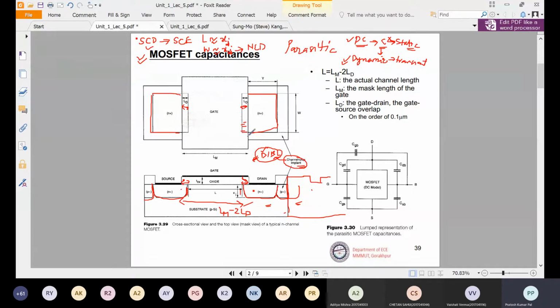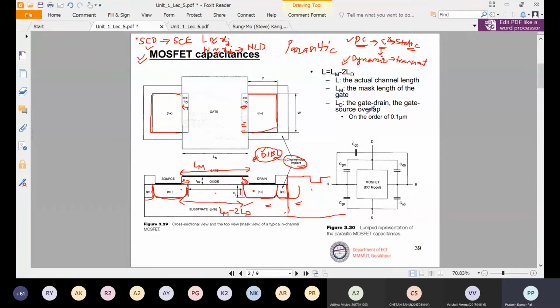This is the top view. This is the front view, side view. So L will be the actual channel length. LM will be the mask length of the gate. So this is the mask length of the gate. You can mention it like this is the mask length of the gate region.